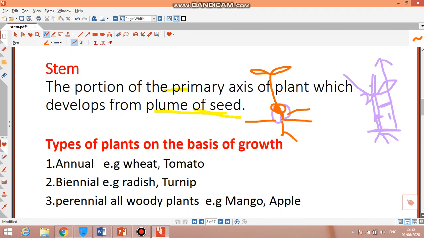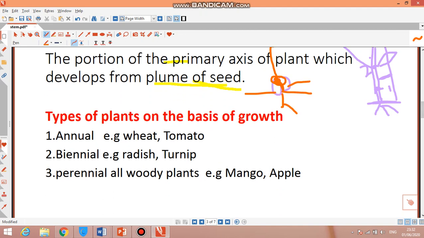Okay. Now types of plants on the basis of growth. There are three types of plants on the basis of growth. One is annual, second one is biennial, and third one is perennial. So annuals are those plants which live for one growing season.